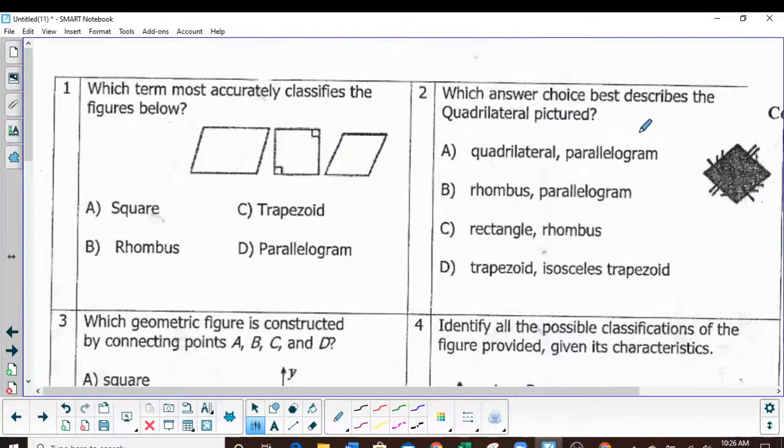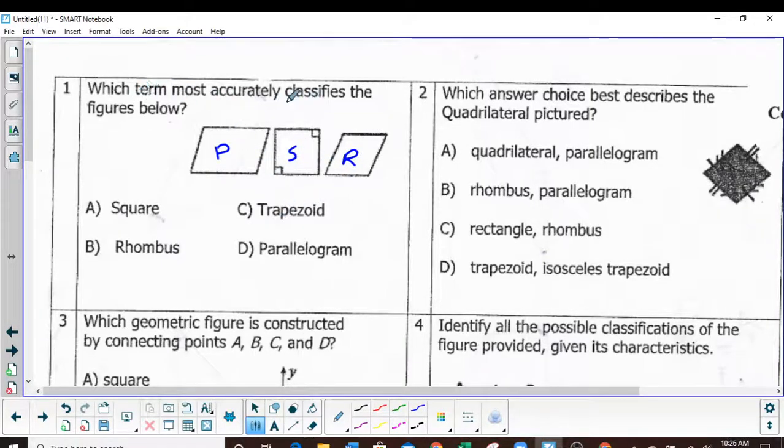Okay, this is FLP 29, page 29. Let's pop through these real quick. Which term most accurately classifies the figures below? I like to label them as we go too. So this one is a parallelogram. This one is a square, and that's a rhombus.